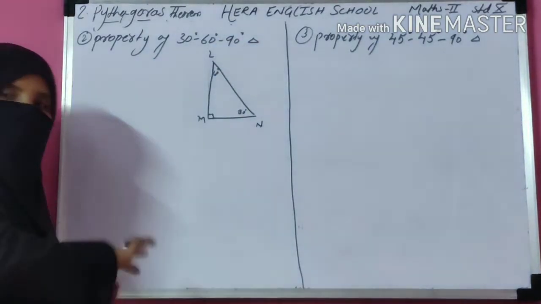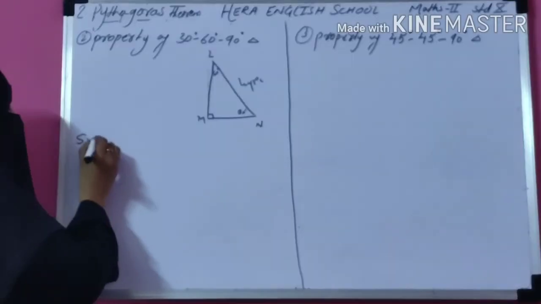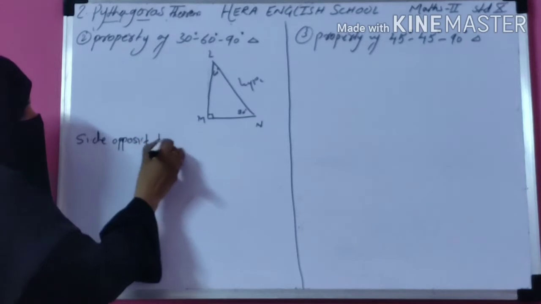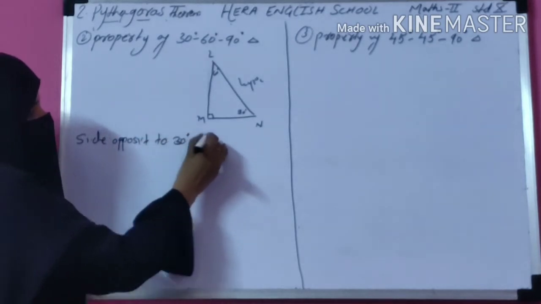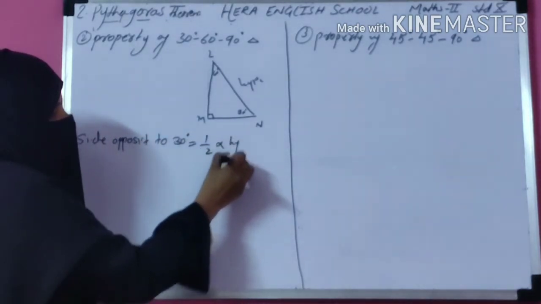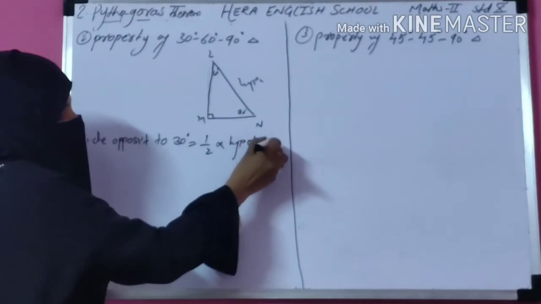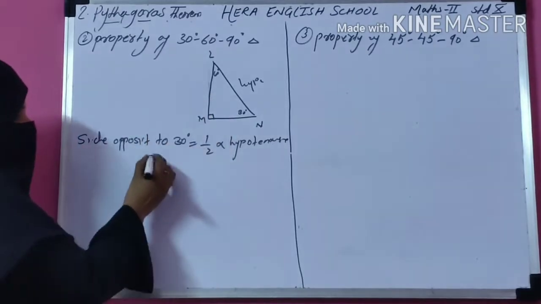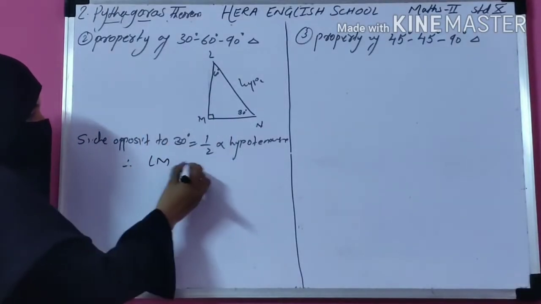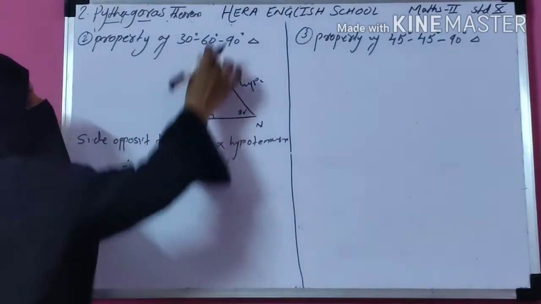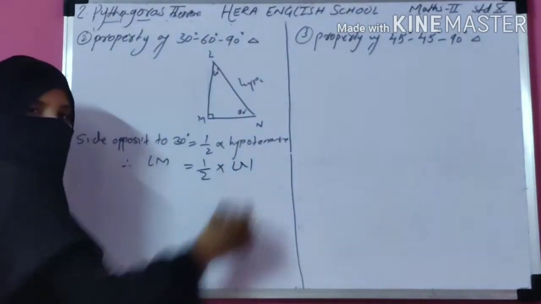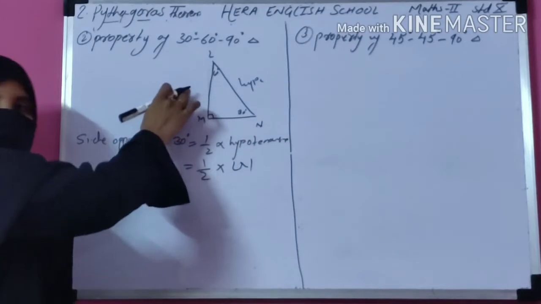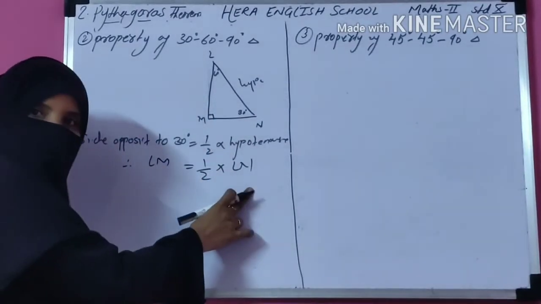As per this theorem or property, the side opposite to the 30 degree angle is half of the hypotenuse. Here the side opposite to 30 degree is LM. So that means LM is half of the hypotenuse. Here your hypotenuse is LN. Got it? So this is the first property: the side opposite to 30 degree is half of the hypotenuse.